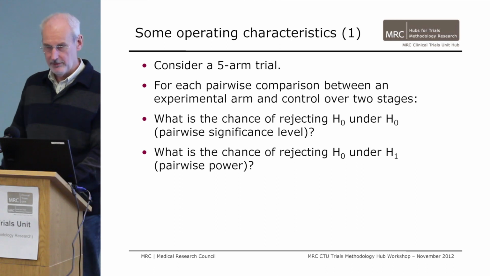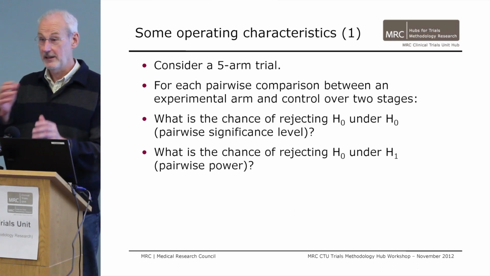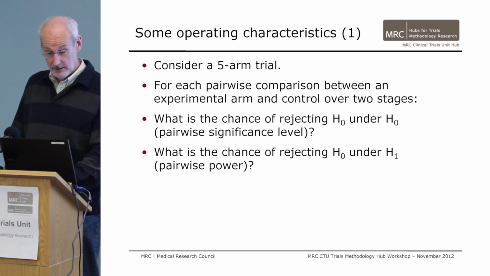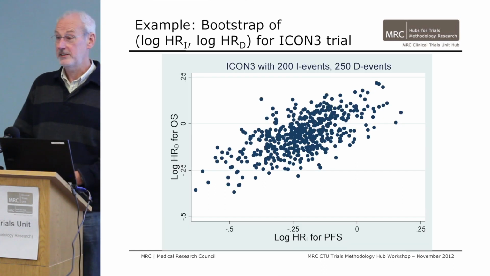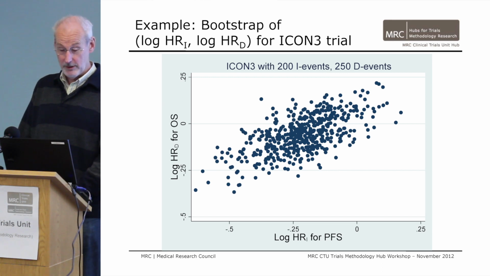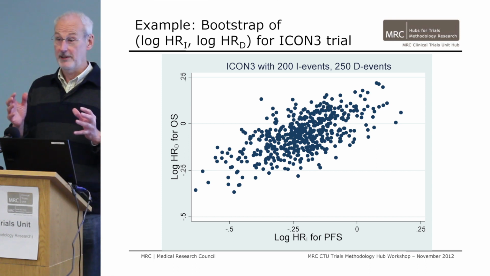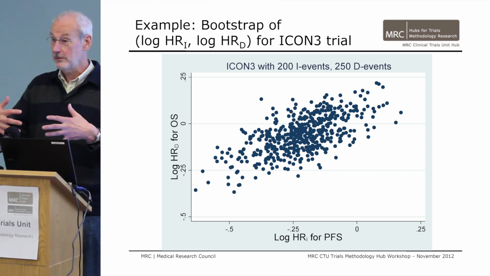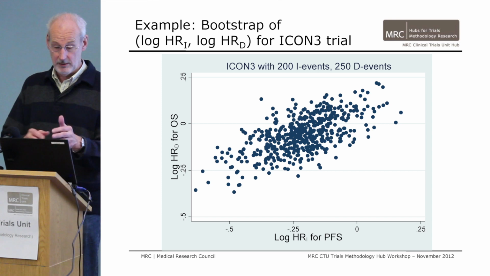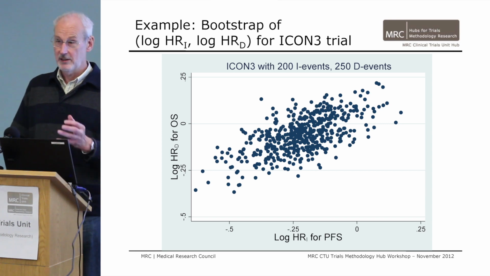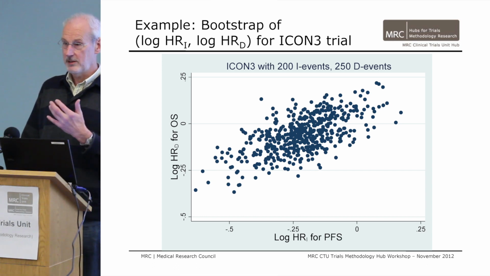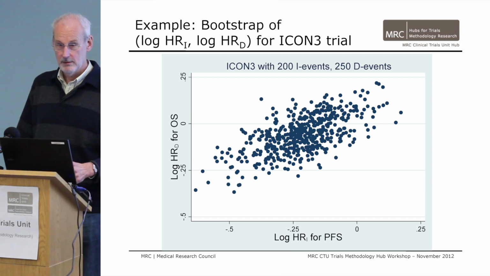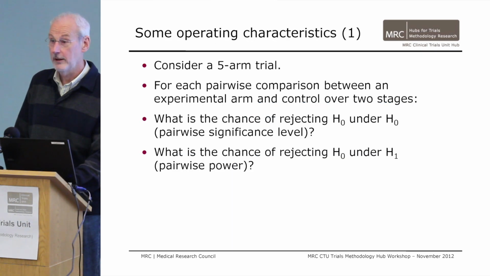Okay, so the question was whether the correlation depends on how far apart the two analyses are, and the answer is yes, it does. If you look at that example on the screen, this is with 200 intermediate events, 250 definitive events. That implies a timeline for that, of course. And so if I'd said 100 I events and 300 D events, it would have been a longer timeline between them, and therefore you'd expect the correlation to be a bit lower, actually. So yes, it does depend, and you have to be sensible about that. But this is where the role of some kind of a sensitivity analysis helps you. That will come up in another presentation.